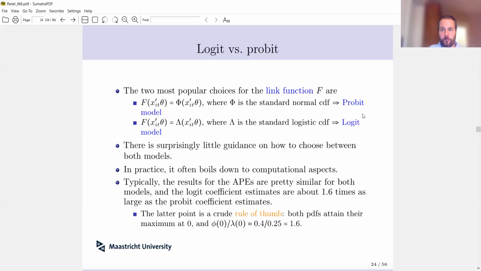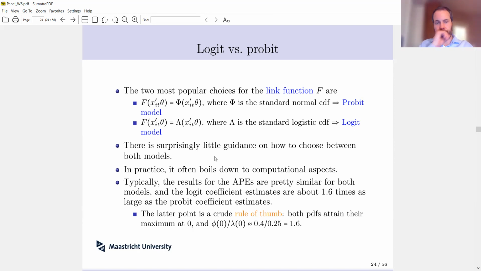Okay, now the two by far most popular choices for binary variables are logit and probit. This f function is sometimes called the link function. If we choose f to be the standard normal CDF, then we arrive at the probit model. If we choose f to be the logistic CDF, then we arrive at the logit model. Now, the logistic CDF looks pretty much like the normal CDF. It just has flatter tails. So the normal CDF has more meat on the outside.